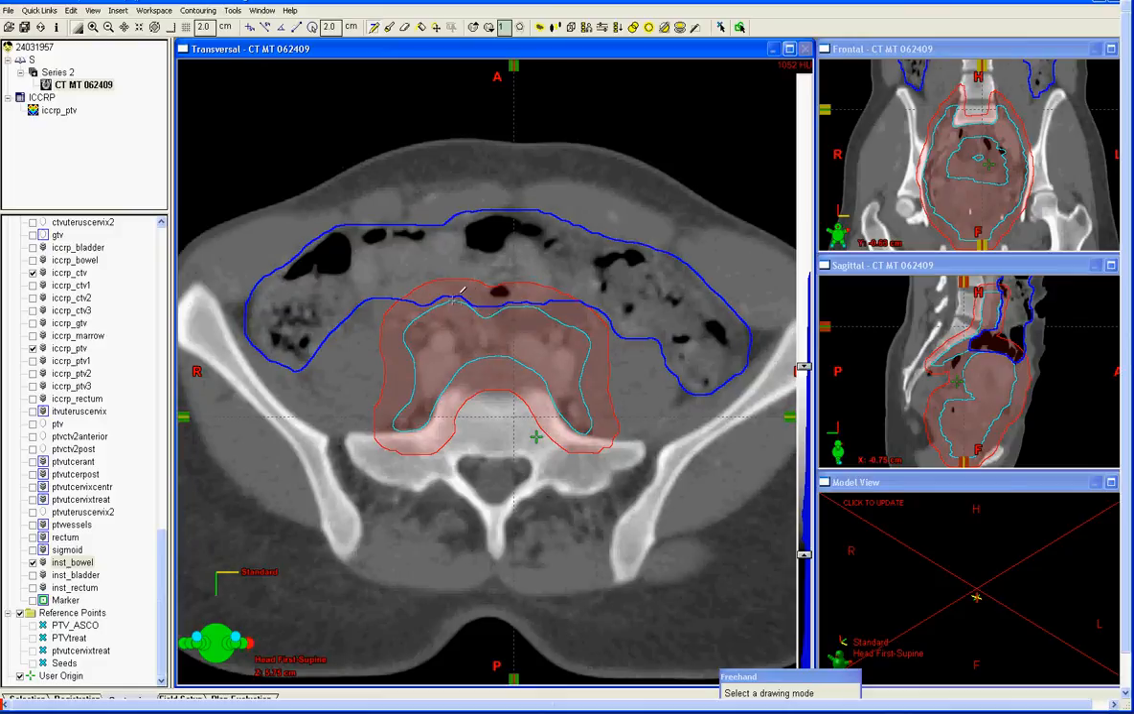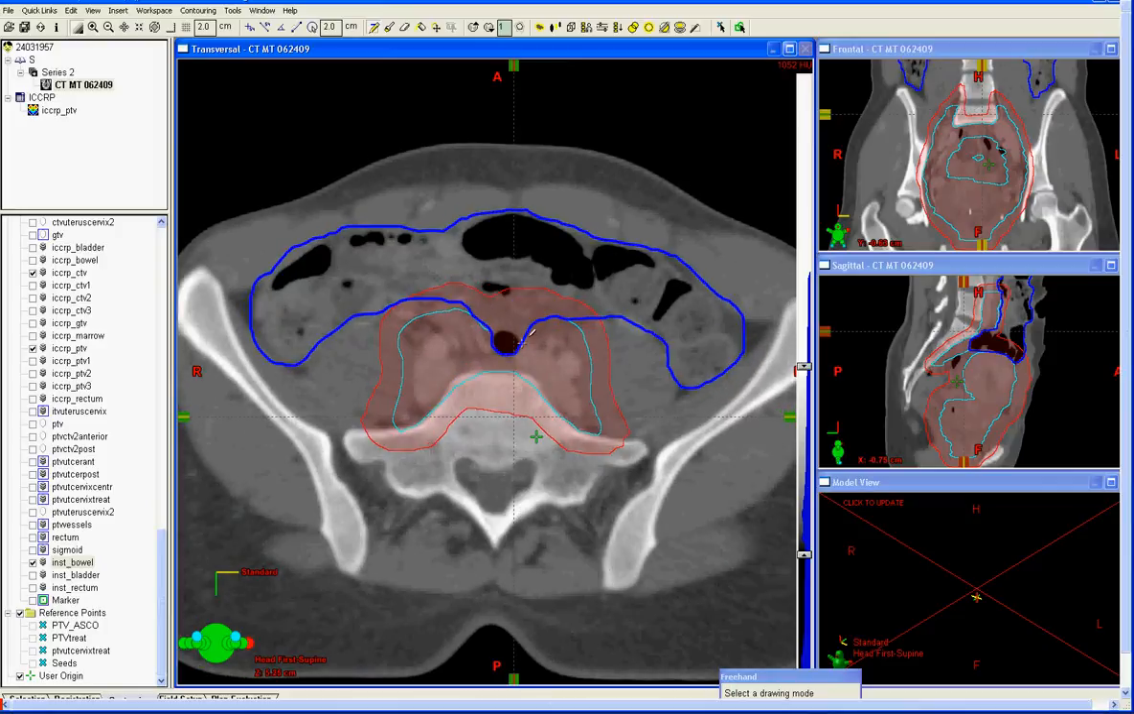The part in light blue here is the clinical target volume. The part in red is the planning target volume, and in blue is the bowel. So the bowel may dip into the planning target volume, but it won't overlap with the clinical target volume because we will remove any part of the bowel that extends into the CTV.